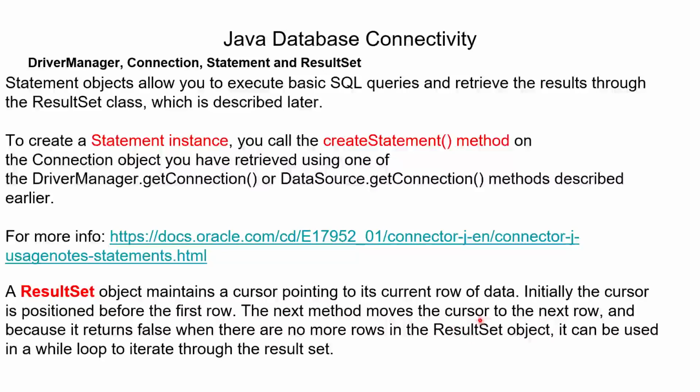The next method moves the cursor to the next row, and because it returns true or false when there are no more rows in the result set object, it can be used in a while loop to iterate through the result set. So if our result set returns 10 records, one of the ways is to use a while loop, and we can test to see if there is one more record in the result set, and we can return each of those records one at a time.